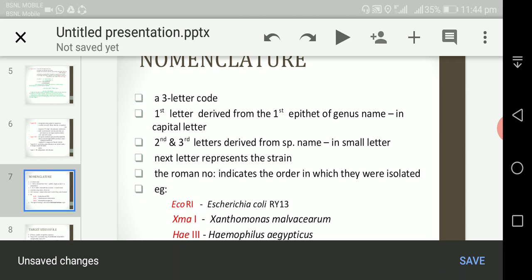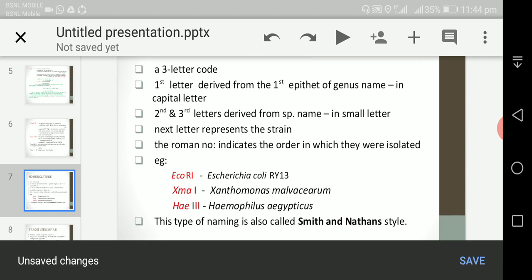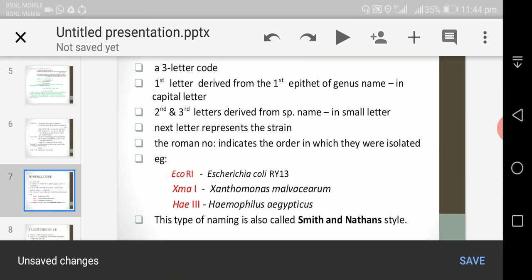Now we will come to the nomenclature of restriction endonuclease enzymes. Examples of type 2 enzymes are EcoRI, SmaIII, SmaII, SmaI, HindIII, etc. All these are 3-letter codes, and the first letter of each of them is derived from the first letter of the genus name. For example, in EcoRI, E denotes Escherichia. And the second and third letters are derived from the species name. Here, CO are the second and third letters and they are derived from coli.